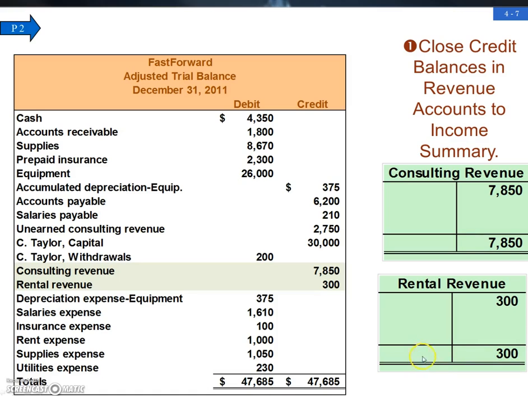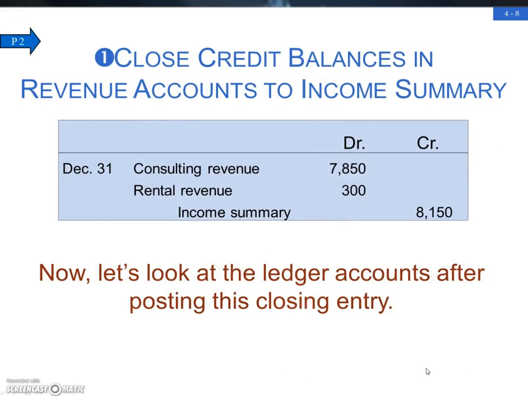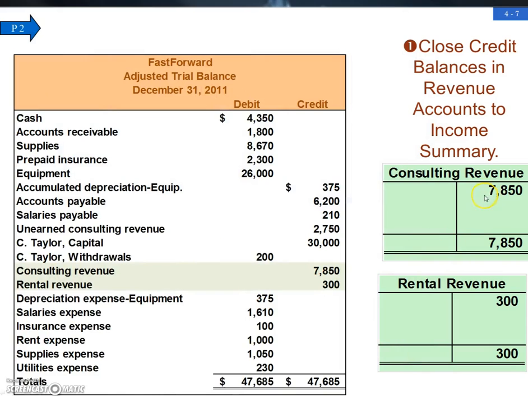We debit it for $300 and make that a zero balance account as well. So let's take a look at what it looks like. We're going to be debiting the consulting revenue account for $7,850 and the rental revenue account for $300. Those are getting a debit. Let me back up so you can see what the balances were, right? They were credits. I need to debit them.